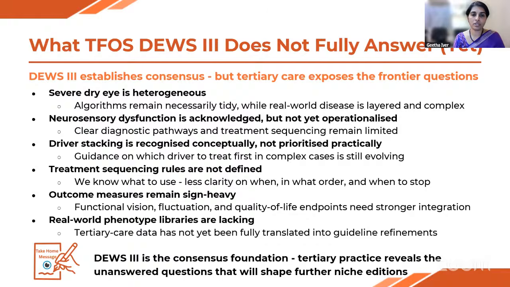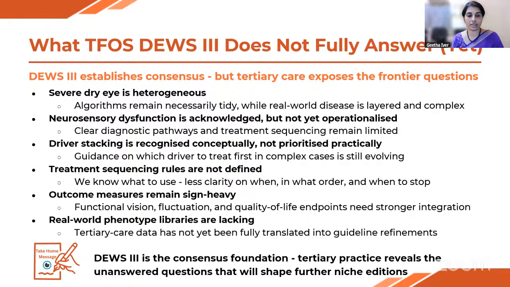So neurosensory dysfunction is acknowledged but not yet operationalized. Driver stacking is recognized. That is, we recognize that different drivers can coexist in the same patient, but it is not prioritized practically. Treatment sequencing rules are not defined. Outcome measures remain sign heavy, and real world phenotype libraries are lacking. This is what happens when you're dealing with tertiary eye care, where you can have various things presenting together. So that becomes difficult.